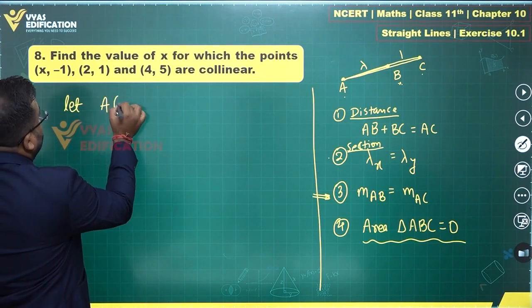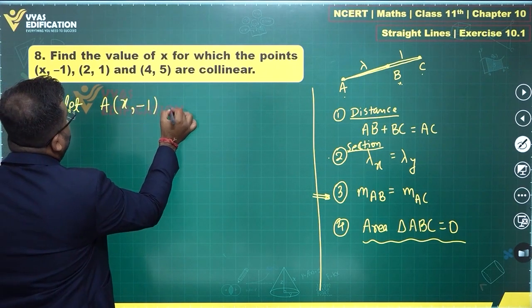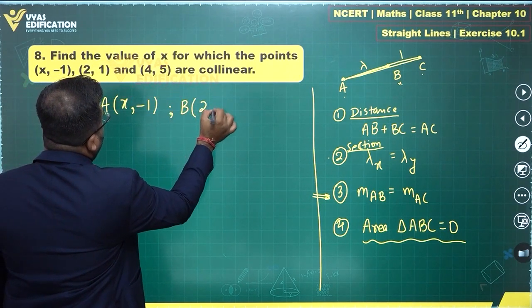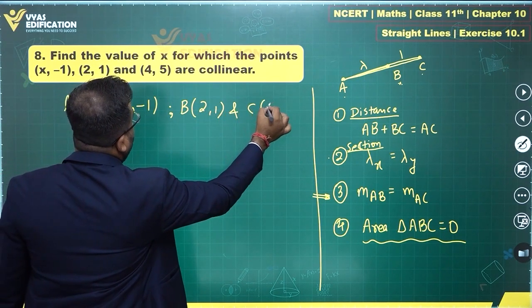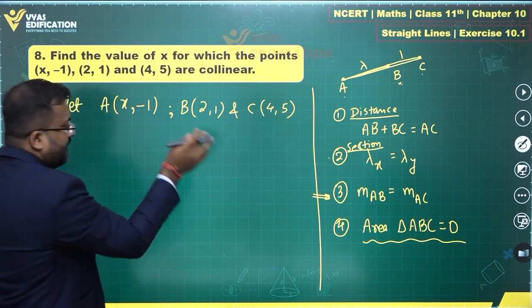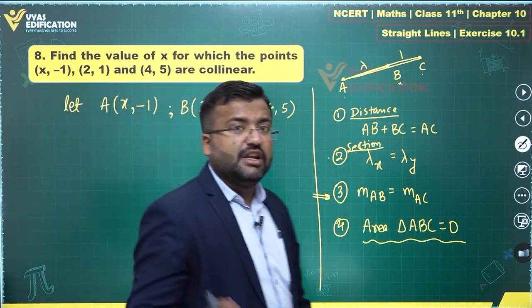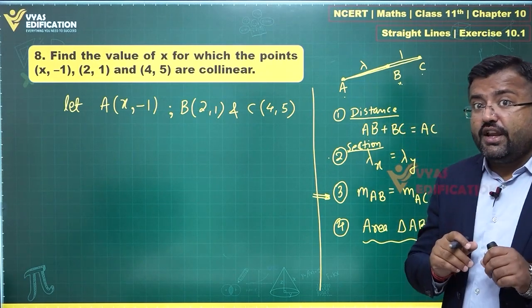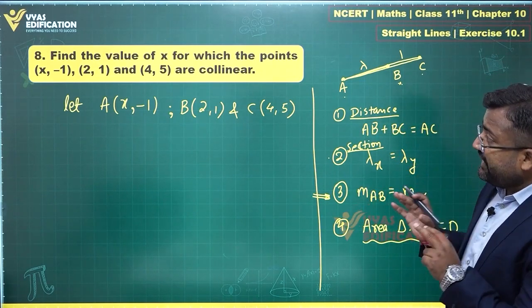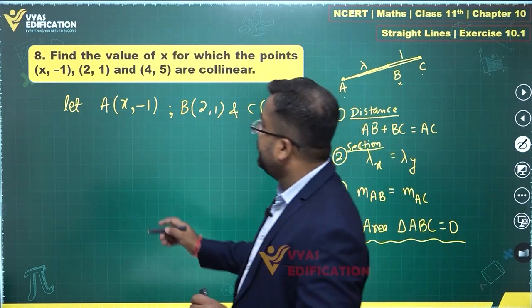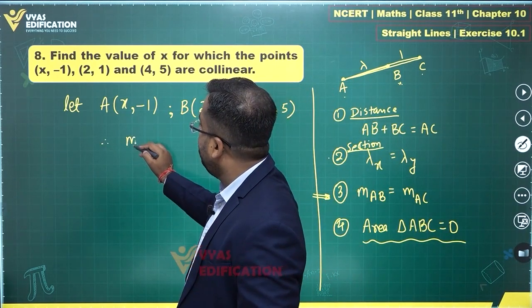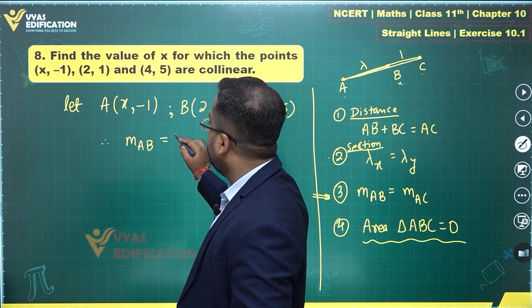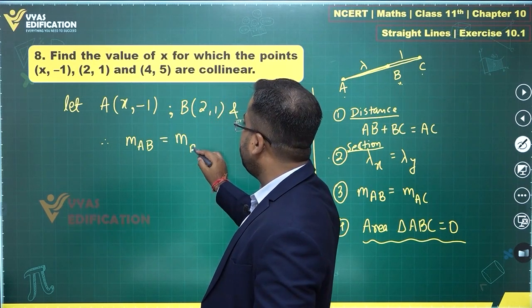Let A (x, minus 1), B (2, 1) and C (4, 5) be the given points, okay? And it is given that these points are collinear. Since it is given that these points are collinear, therefore m of AB will be equal to m of AC, or you can say m of BC.